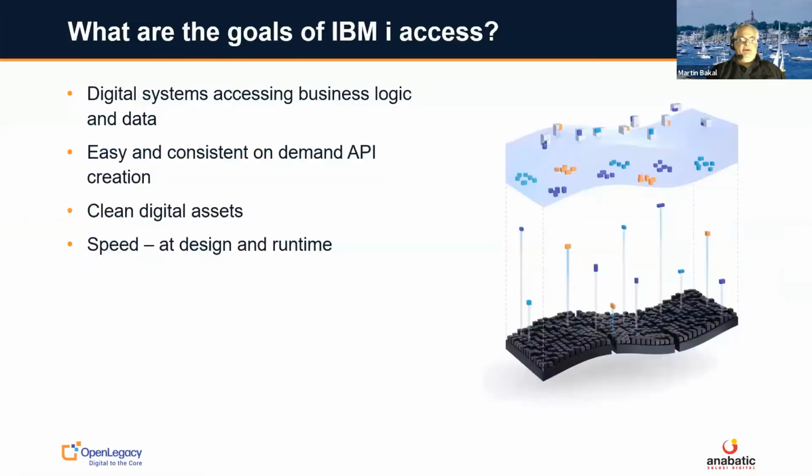When we think about the whole automation, you first want to always think, especially with something like IBM, why are you trying to access them? What are the goals here? Digital systems accessing business logic and data. And you really want to think about easy and consistent on-demand API creation with clean digital assets that people are used to working with in the digital age.